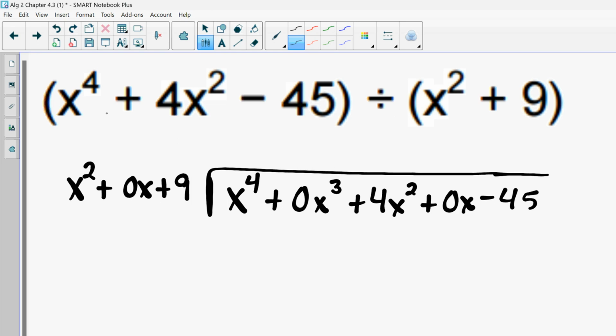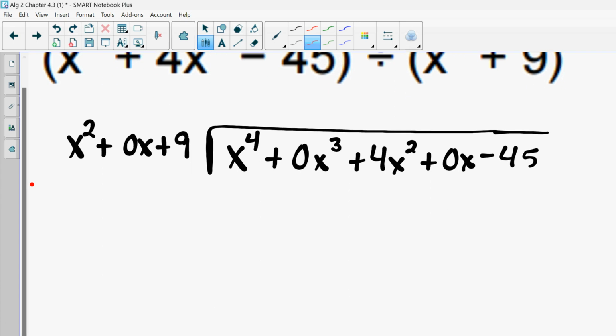It seems like this is going to cause an issue, but it won't. It'll just be a little weird because we will have to keep that 0x as it is. We will put the powers, if there are powers, with it, but it's still going to end up being 0. And the steps do hold true. Because if we look at this here, the first step is to see what do we need to multiply x squared by to get x to the 4th, x squared.